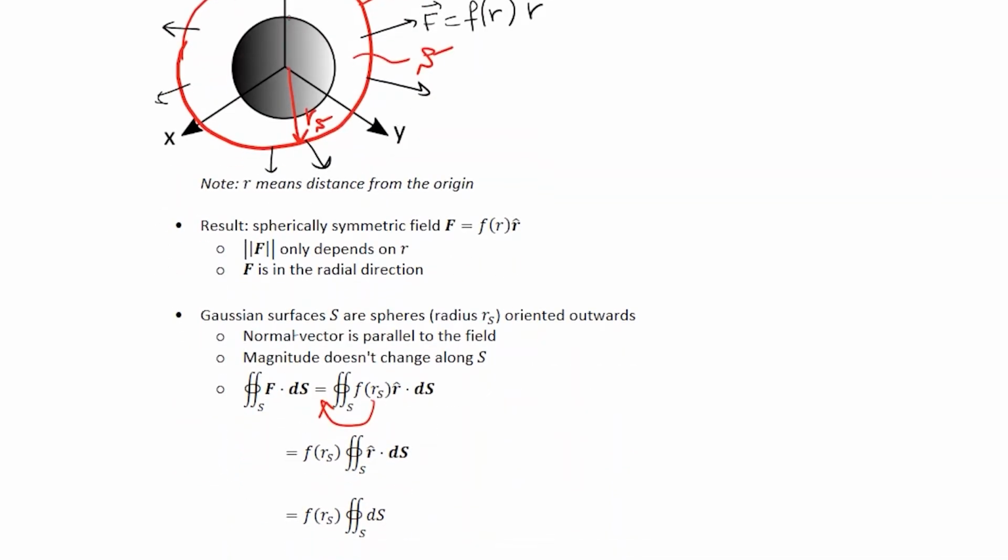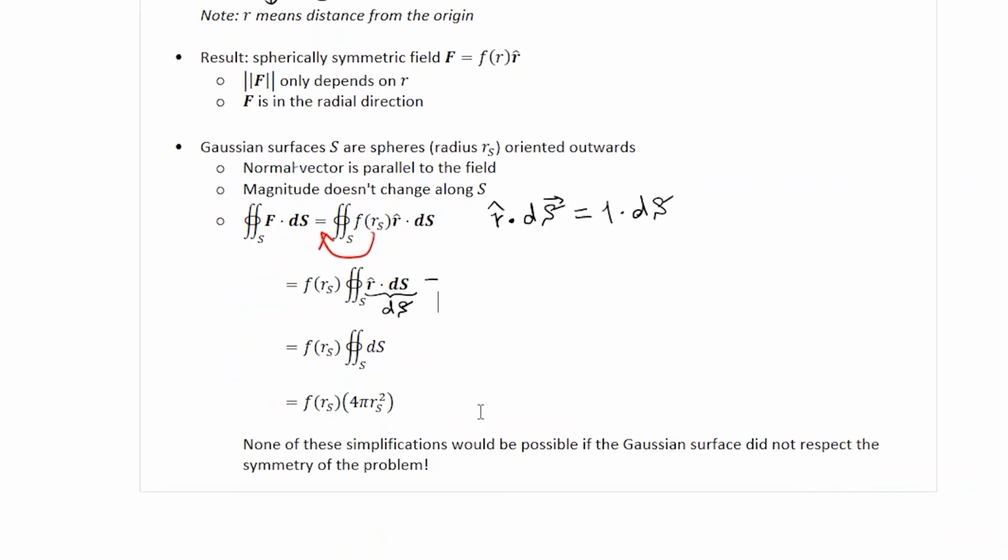Let me explain why this happens. We know that r hat dotted with dS is equal to the magnitude of r hat, which is 1, multiplied by the magnitude of dS, which is just scalar dS, times the cosine of the angle between them. But if they are parallel, then the angle between them is 0, so this cosine is 1, so we just end up with dS. So we get this here. Now, this integral is just the surface area of the sphere, which is equal to 4 pi r squared.